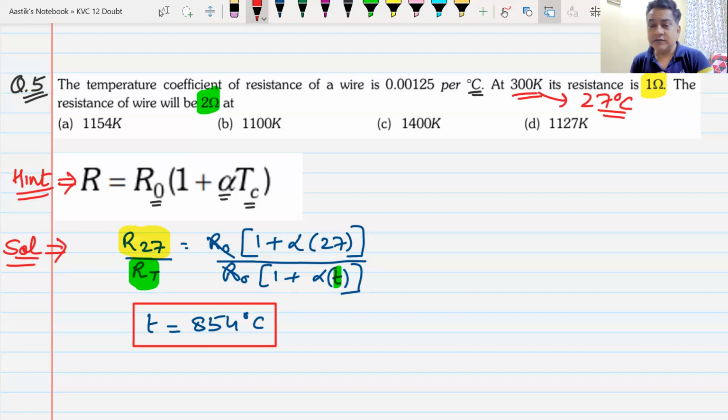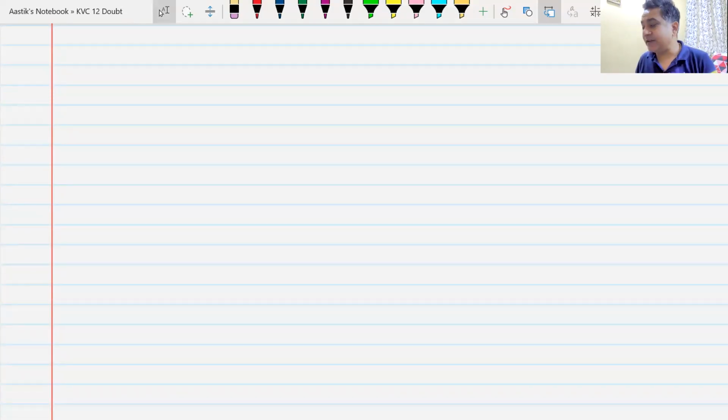That phenomenon by which the length, area, or volume of a solid, or the volume of a liquid, changes with temperature is known as, my dear friends, what? Thermal expansion. And that is the next heading that we are going to do because it is related to what we are doing.